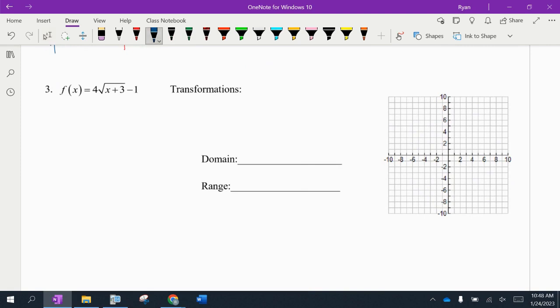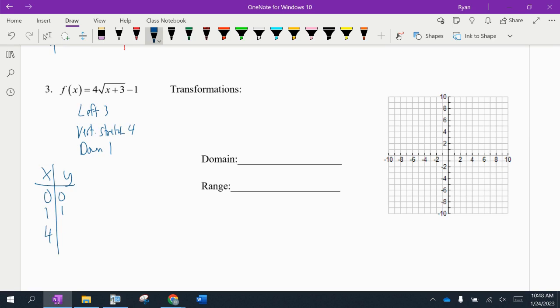Number 3. This one is going to shift left by 3. Vertical stretch by 4, and it's going to go down 1. I'd pause the video, see if you can keep going without following along with me, see if you can make sense of this, and then check back on it later. I'll go back to explaining how this is done, but again, I'd try it on your own. We've done a couple of examples on this video already.